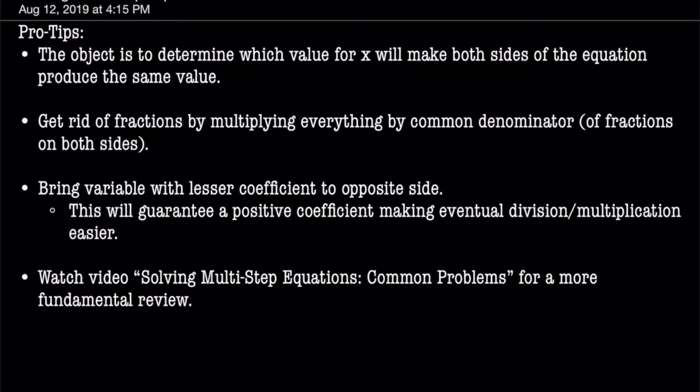Now this one's probably the most important one on the list. If you gotta solve an equation with variables on both sides of the equals, make sure to take the one with the lesser coefficient over to the opposite side. This is going to guarantee that you have a positive coefficient every time, and that's going to make your division and multiplication later a whole lot easier.